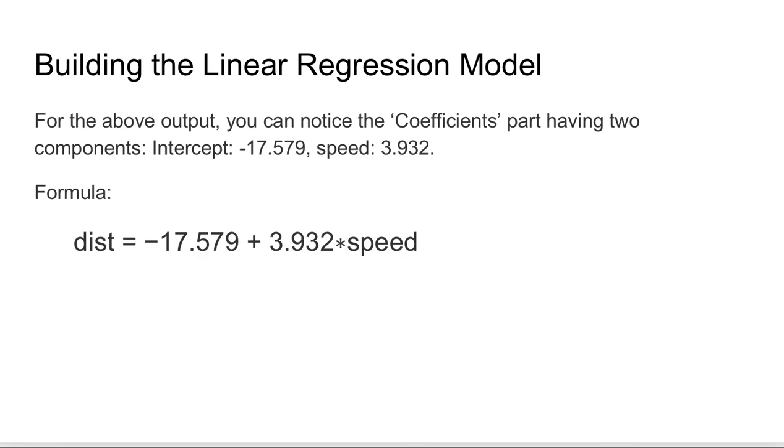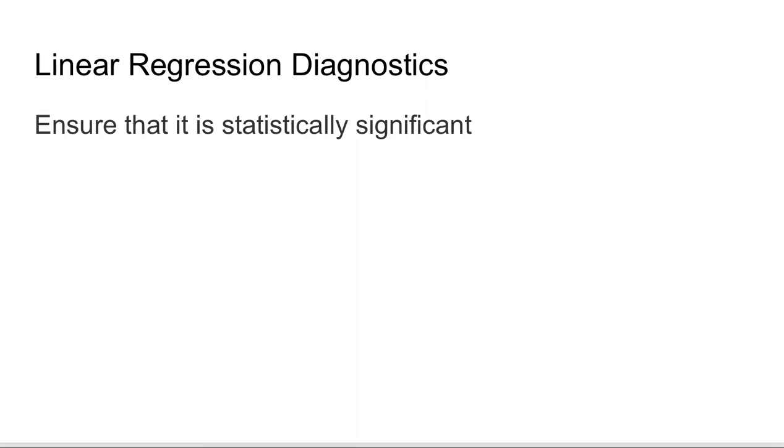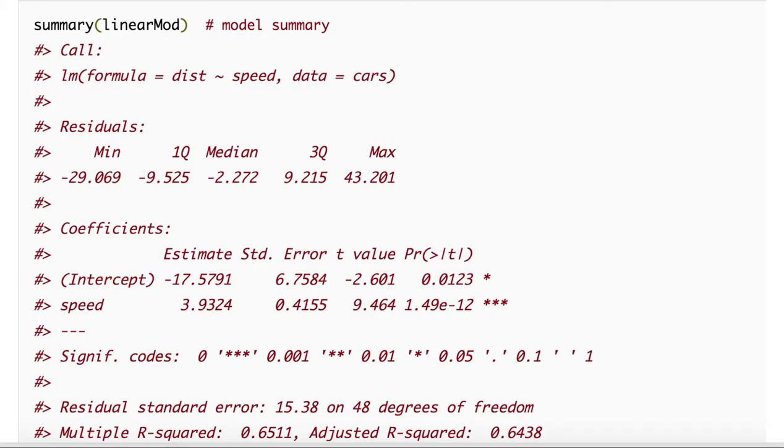So over here, we can see we build up the linear regression model. That is our formula. So after we build up the linear regression model, we need to do the diagnostics to ensure that it is statistically significant. Use the summary of the linear mod. We can check the p-value as well as the r-square.